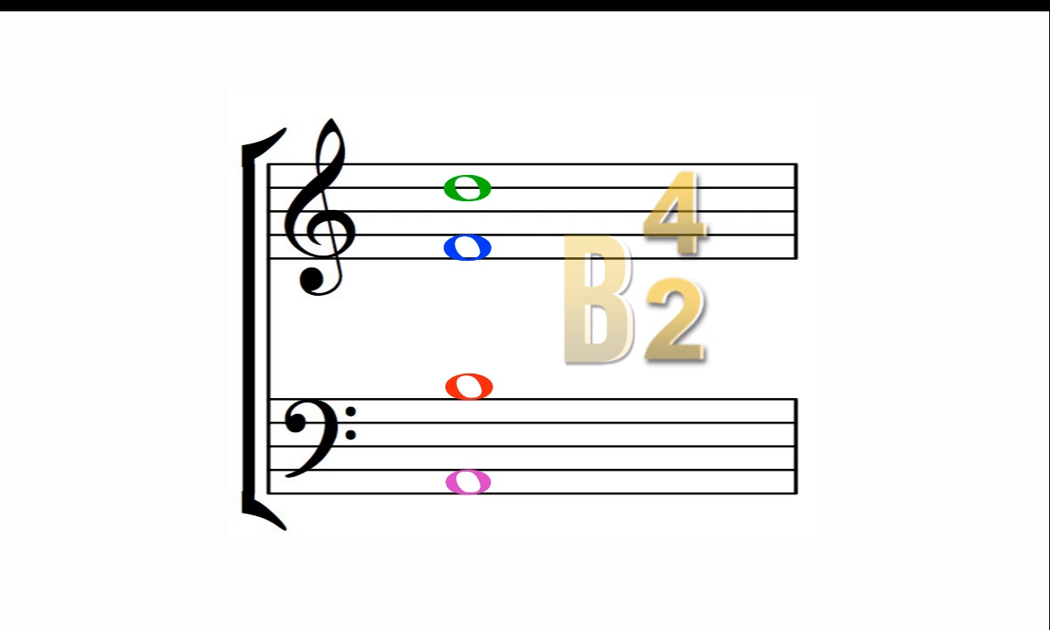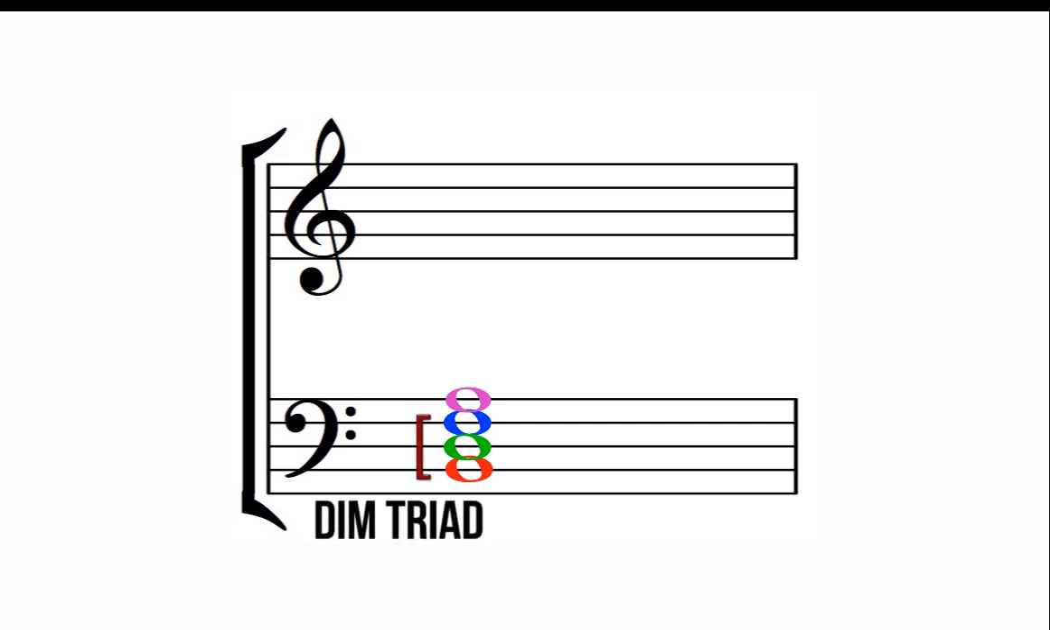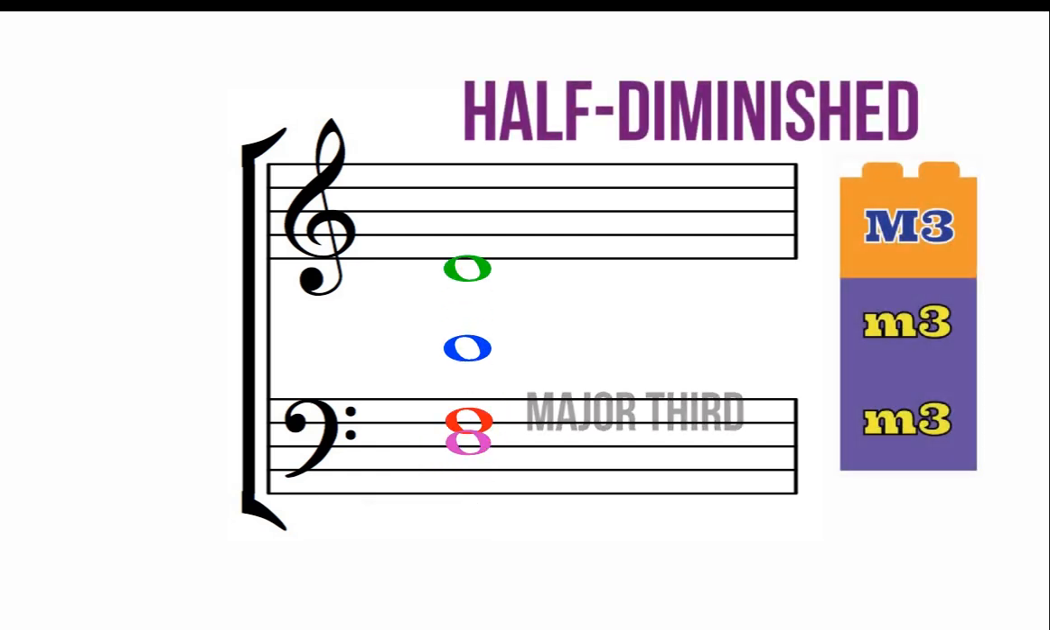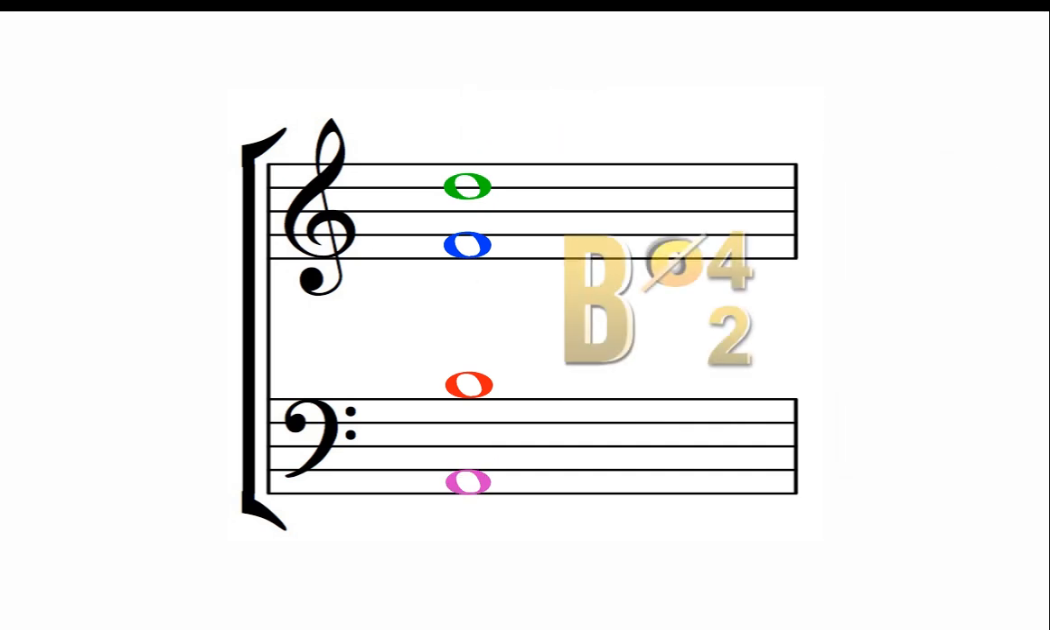Now the only thing left is to figure out the quality. If we put it back in its most stacked compressed form, we can see that from B to D to F is a diminished triad with a major third on top. And if you recall, this is the configuration of our half-diminished 7th chord. So our final answer then is that this is a B half-diminished 4/2 chord. And by referring to it in this way, we understand that it is an inverted chord built on B.